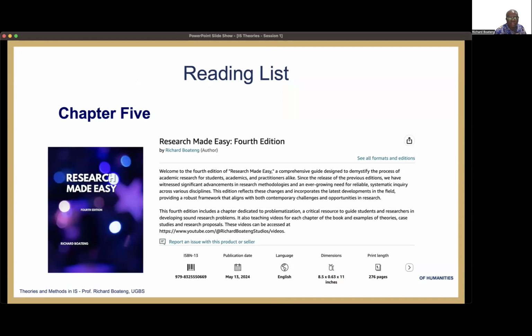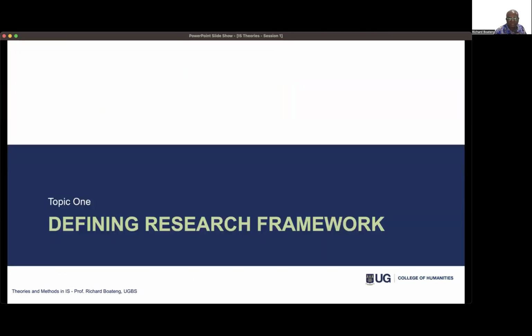Chapter 5 looks at the methods part of our research, and also looks into what theories are for research. And then chapters 6, 7, and 8 delve into the methods of research. But it's not for just IS students, it's a generic research book. That's why I call it Research Made Easy.